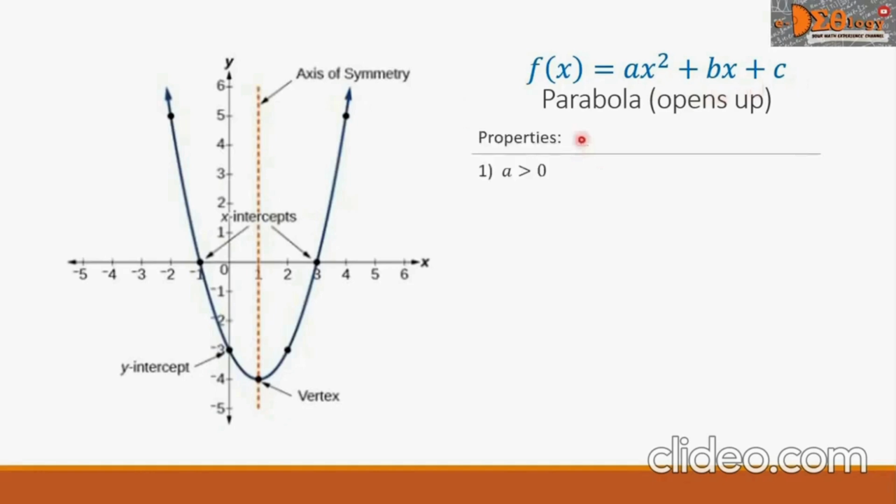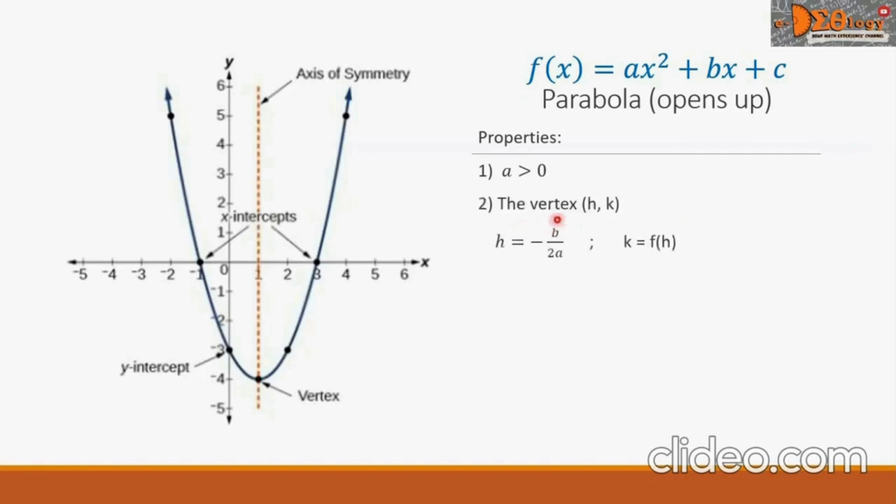The properties are here. Number 1, a is greater than 0. It means the a, which is the coefficient of the x squared, is positive. We have the example a while ago. In here, the a is positive 1, and we can say that this function has a parabola that opens upward.